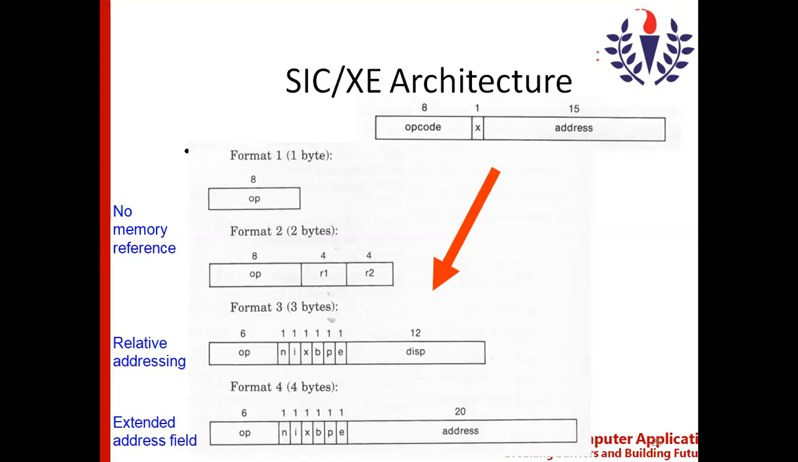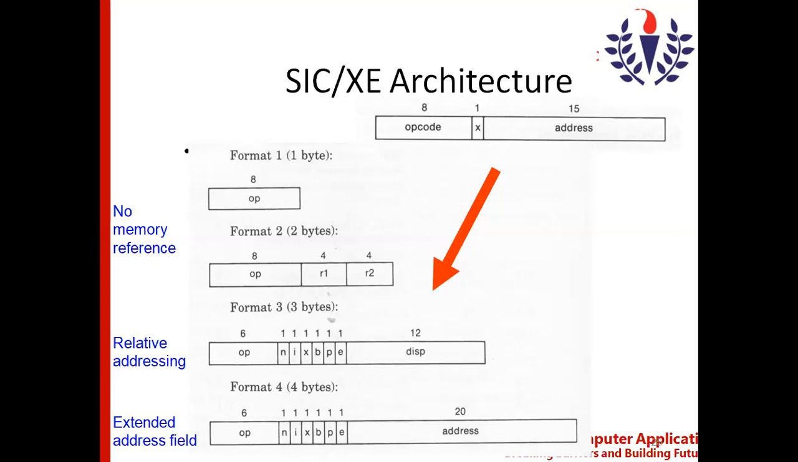There are two solutions for this problem. The first solution would be using relative addressing. If you look at the slide, there is relative addressing, which represents format 3. And the other solution would be extending the address field, from 15 bits to 20 bits. If you look at the fourth format, you can see the addressing field has changed from 15 bits to 20 bits.